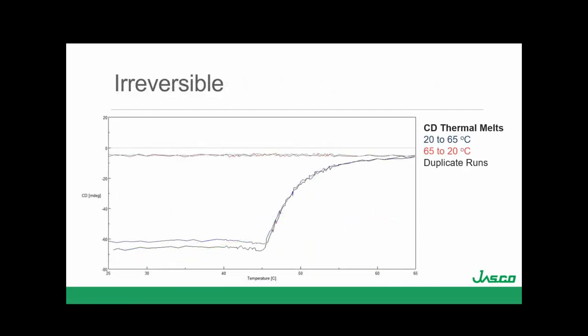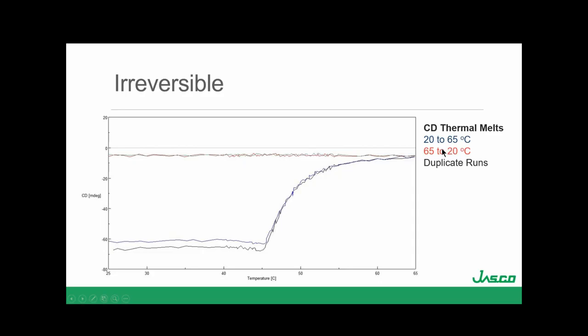Not all systems are the same. So in this case, we're looking at CD data. And at the bottom here, we have the start of the thermal melt curve. And you can see, again, they're all different shapes. This one's not exactly S-shaped, but this is our sigmoidal shaped curve. Going from 20 to 65, we could easily calculate a TM.